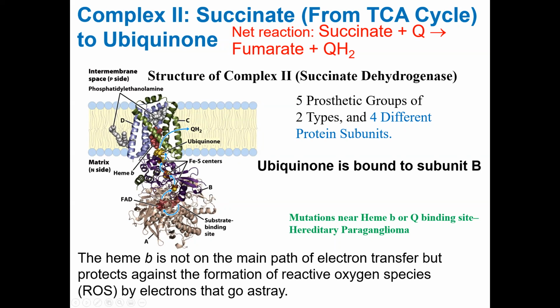But one thing I want you to notice is that when you see the flow of electrons as shown here by blue, once the electrons are transferred to ubiquinone, the ubiquinone in the reduced form, QH2, diffuses in the membrane. Heme B doesn't even come in that electron flow path. So what's it doing there? What function does heme B play? That's interesting, right? It turns out that heme B is not on the main path of the electron transfer, as you can see here in the crystal structure. It comes after electrons are passed to ubiquinone.